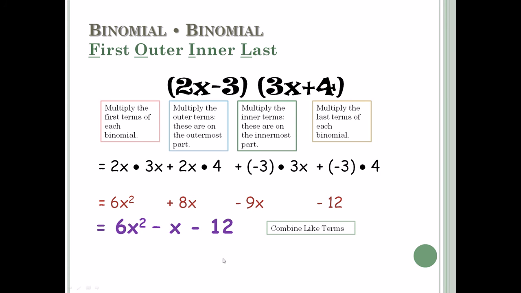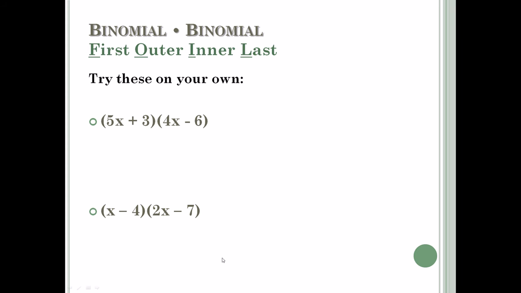All right, now try these on your own. Use the FOIL method. Come back and get me when you're done and we'll check to see how you did. All right, first, outer, inner, last, go. How'd you do? Okay, let's try that first one.